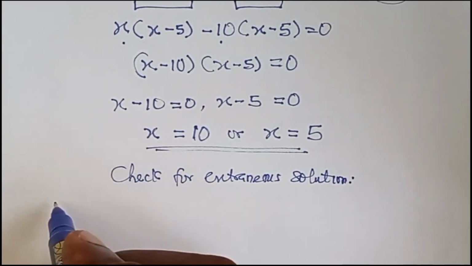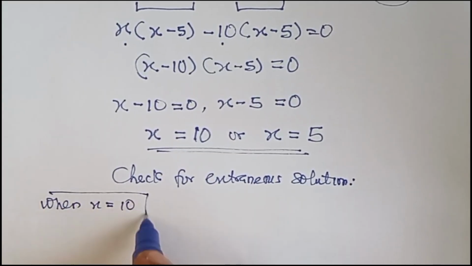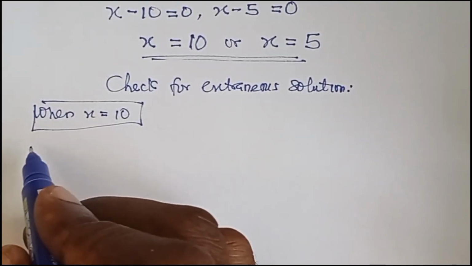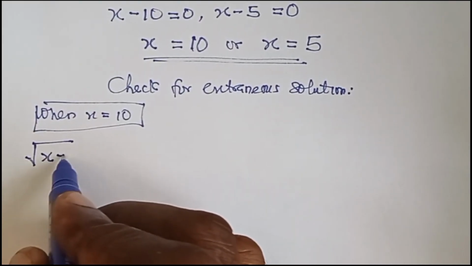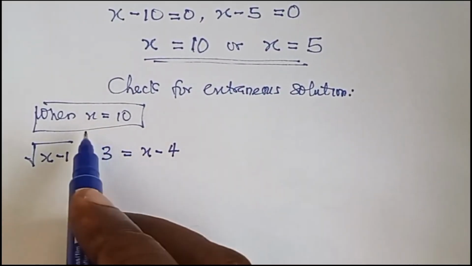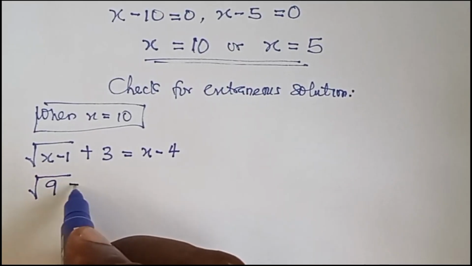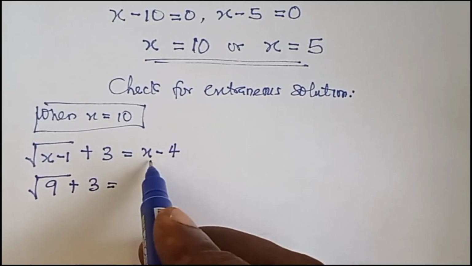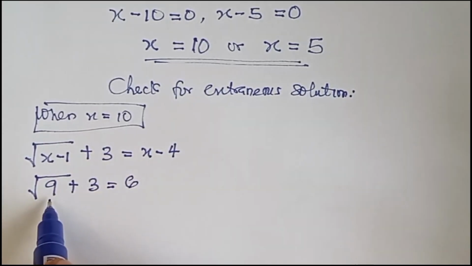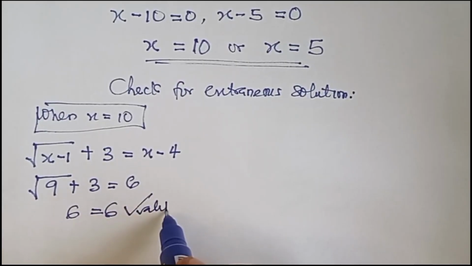So we have when x is equal to 10. So let's see if this will actually work. We have square root of x minus 1 plus 3 equals x minus 4. Okay, so our x is 10. That will be 10 minus 1, that gives 9, plus 3. This will give you 10 minus 4, that will give you 6. Square root of 9 is 3. 3 plus 3 is 6. 6 is equal to 6. All right, so this is valid.